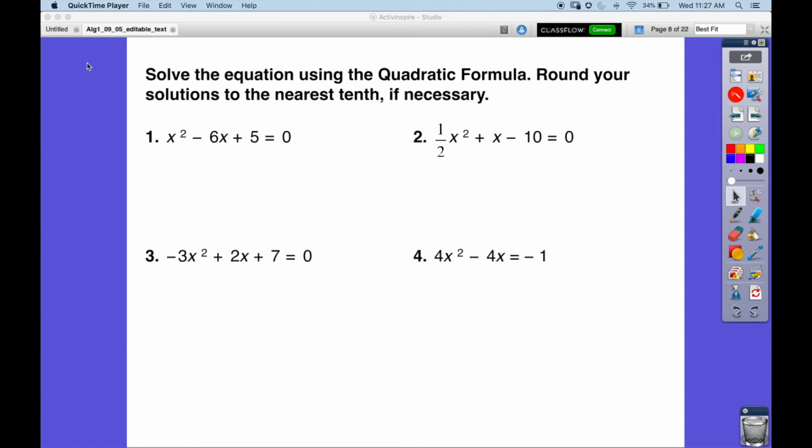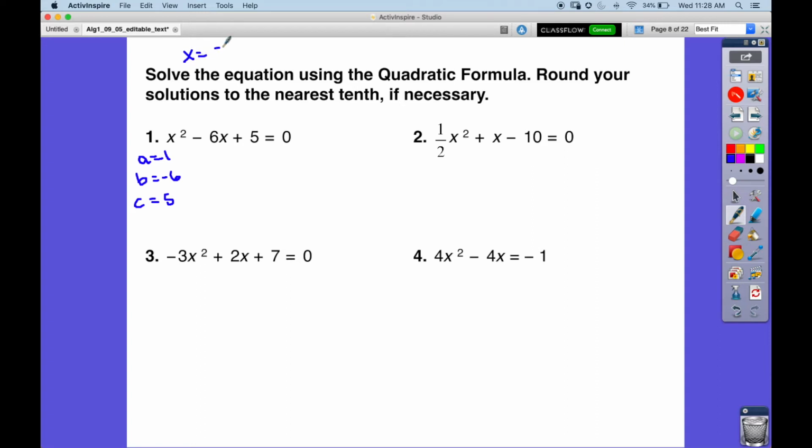Here are the solutions for section 9.5, monitoring progress 1 through 4, using the quadratic formula. I always like to write down A, B, and C. In this situation, A is 1, B is -6, C is 5. And I also like to write down the whole formula.